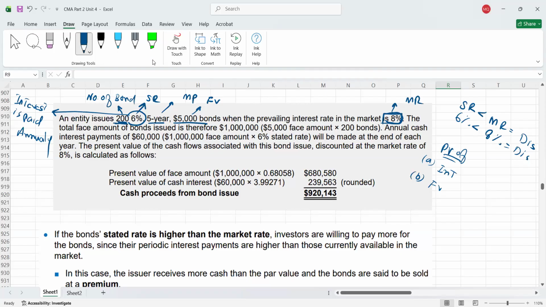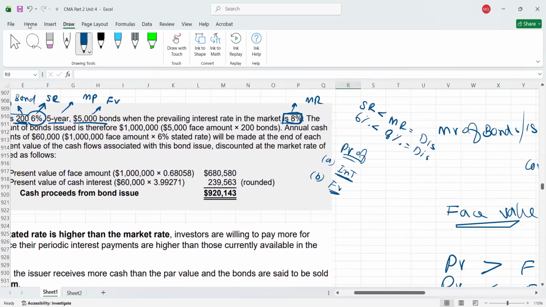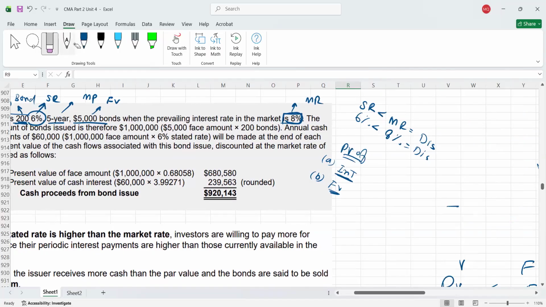I told you, if you use the interest of one bond, then you should use the face value of one bond, or if you use total interest, you should use the total face value. So I'm using total here. It's easy. So here we go. First of all, how will I calculate the interest?